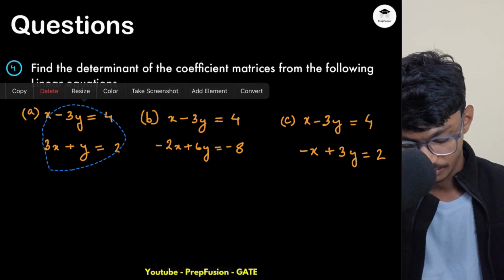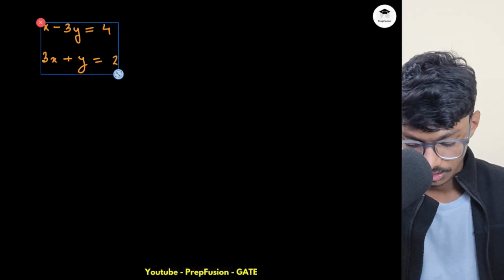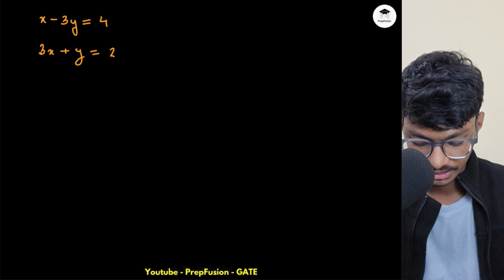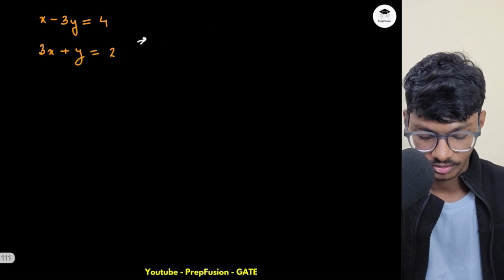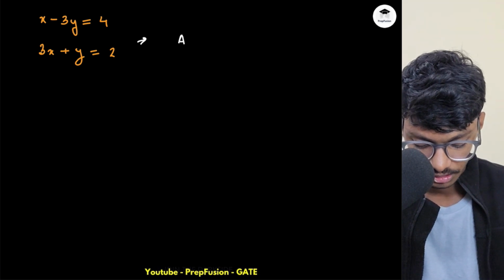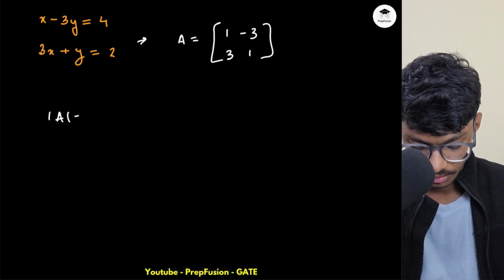Simply what we can do, I will just do this in a bit fast manner, because we have done this multiple times. Okay, we'll just write the coefficient matrix here. They are asking just for the coefficient matrices, so I will write the coefficient matrix. Okay, A will be equal to [1 -3; 3 1]. So the determinant of A will be equal to what?